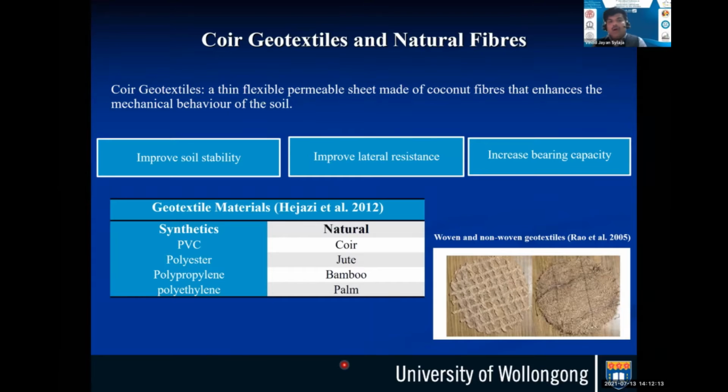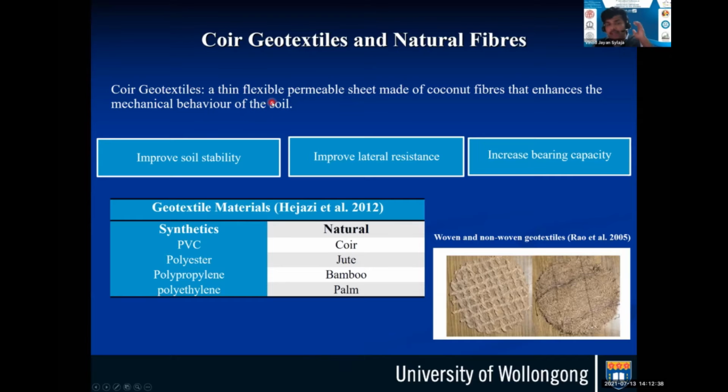Now, coming to coir geotextiles, which I am interested in today, to showcase some of the preliminary findings that we have from the numerical modeling. For those who are new to this, coir geotextile is basically a thin, flexible, permeable sheet made of coconut fibers, and that enhances the mechanical behavior of soil.